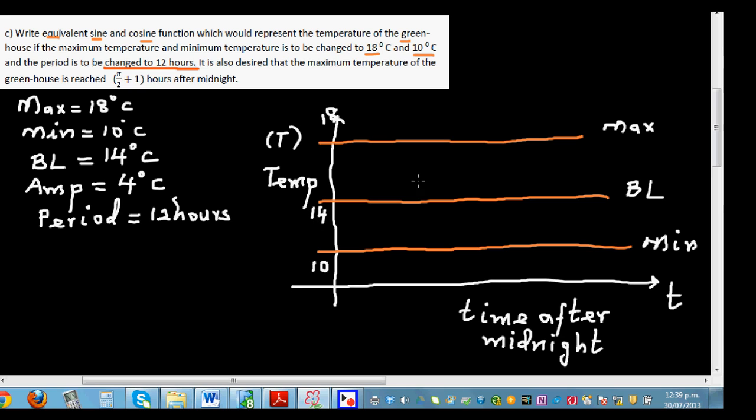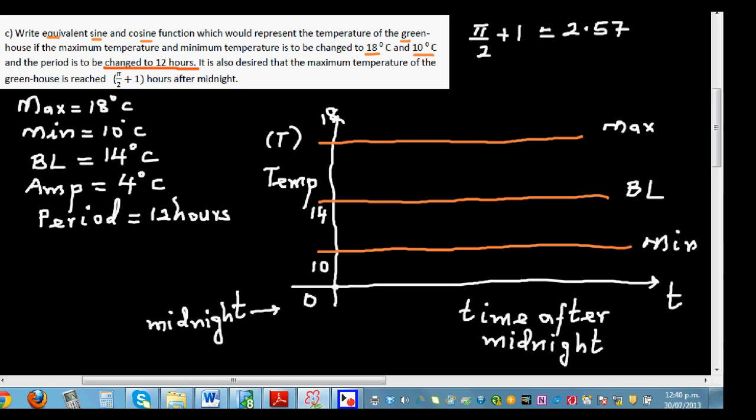The final information is that it's also desired that the maximum temperature of the greenhouse is reached at pi by 2 plus 1 hours after midnight. This is a positive value, and 0 is midnight, and on the x-axis we are taking the time in hours after midnight. Pi by 2 plus 1: pi is 3.14, and half of 3.14 is 1.57, so this is roughly 2.57.